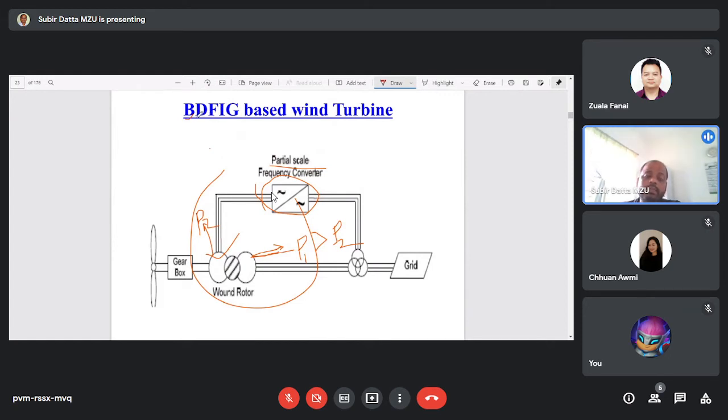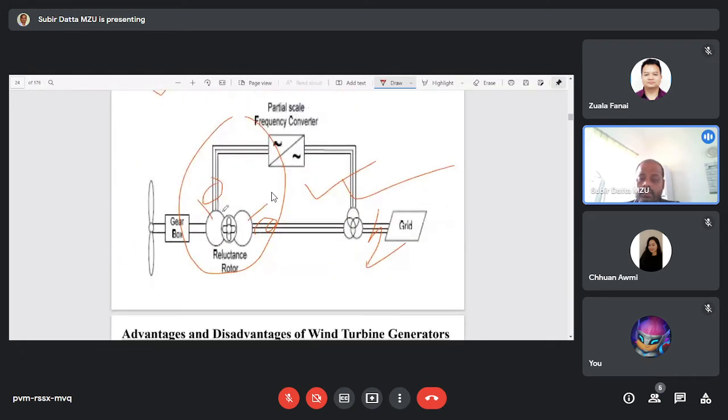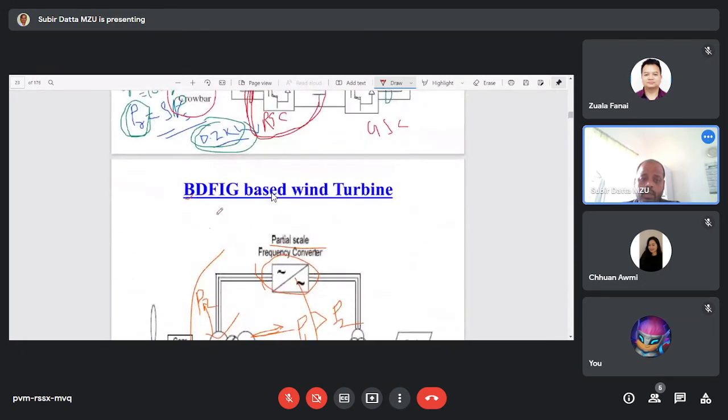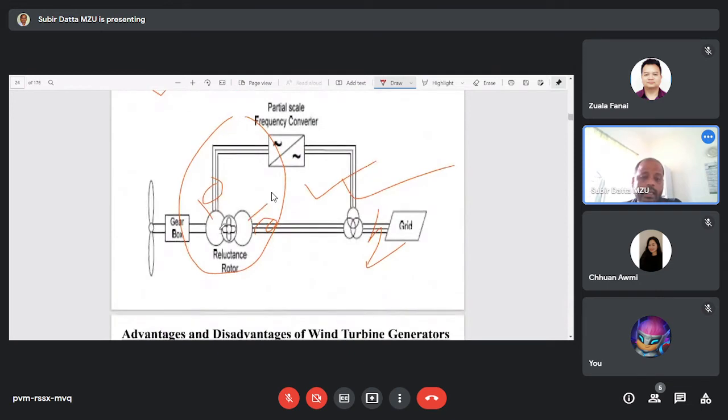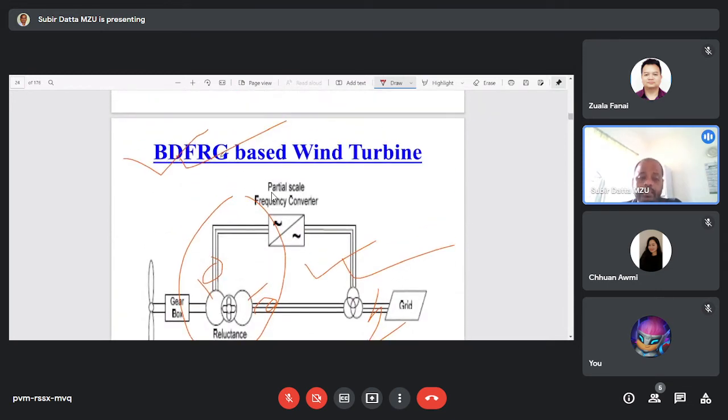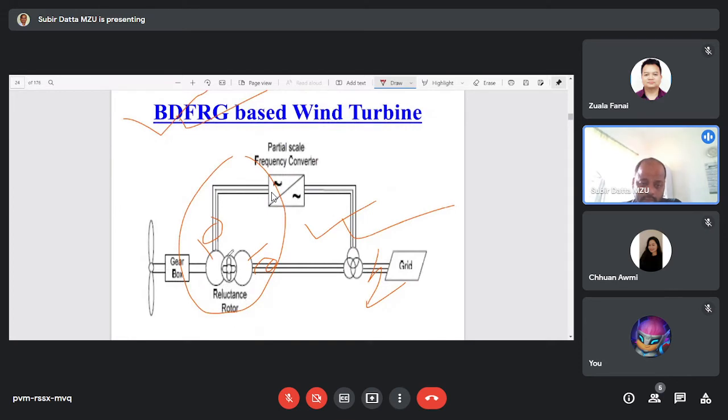So what is BDFIG? BDFIG means brushless double fed induction generator. Brushless double fed means brushes and slip rings are not required. Brushes and slip rings are not used here, and here also they are not used. That's why these two generators are called brushless. This is called brushless double fed induction generator, and this is called brushless double fed reluctance generator. Why is it called reluctance? Because this rotor is designed using iron. That's why the rotor is called a reluctance rotor, and the generator is called brushless double fed reluctance generator.